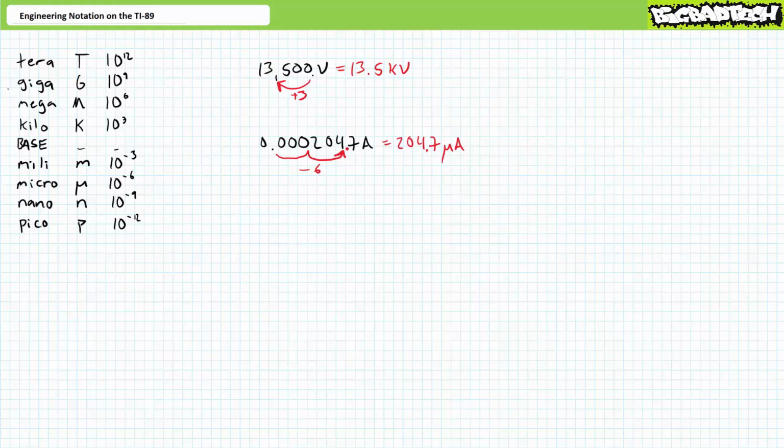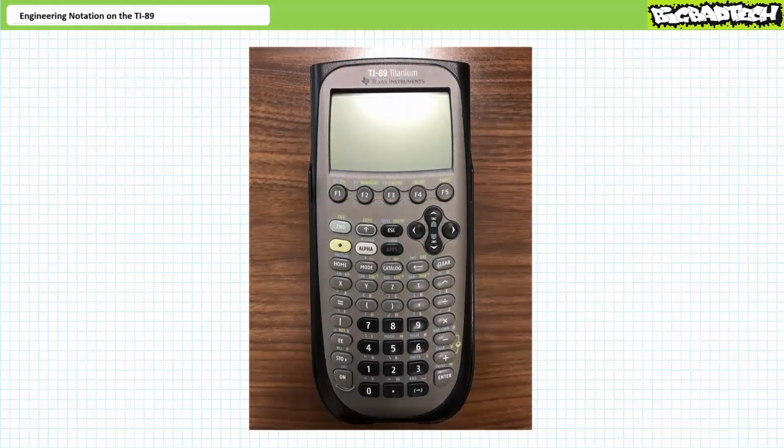This lecture is meant to be a follow-along exercise. As such, go get yourself a TI-89. Don't worry, I'll wait right here until you return. Since this might be your first exposure to the TI-89, let's do a quick walkthrough.